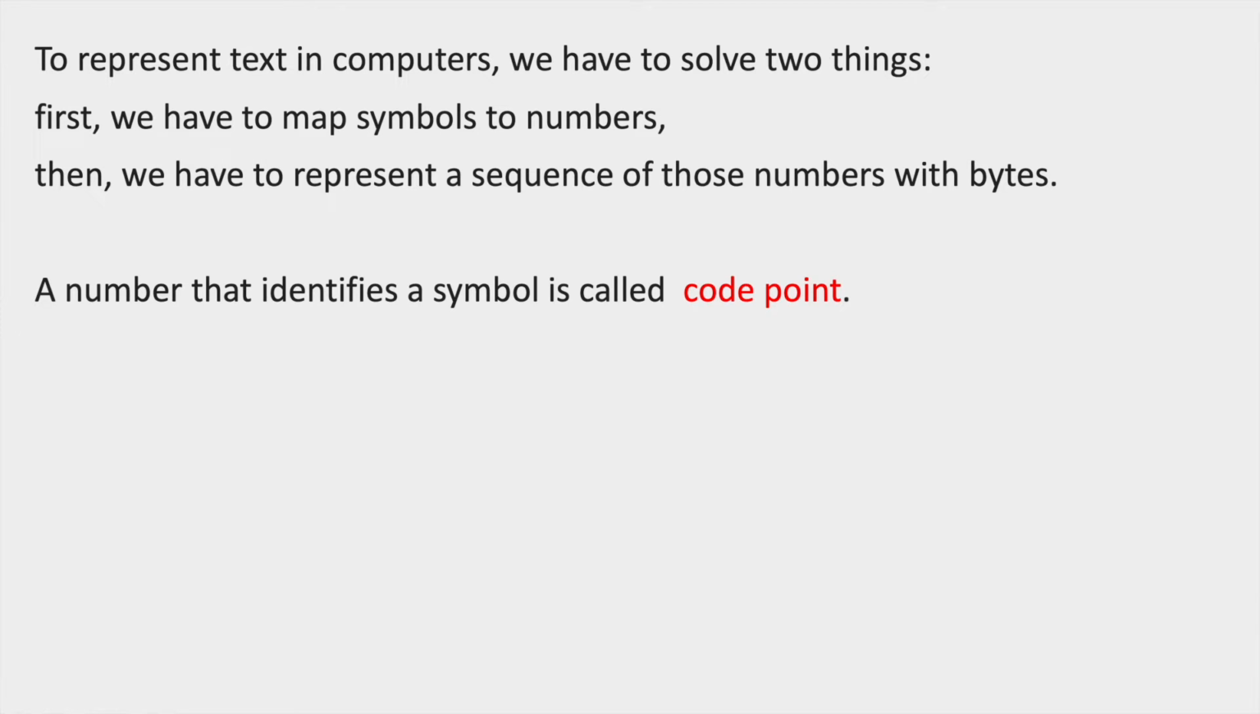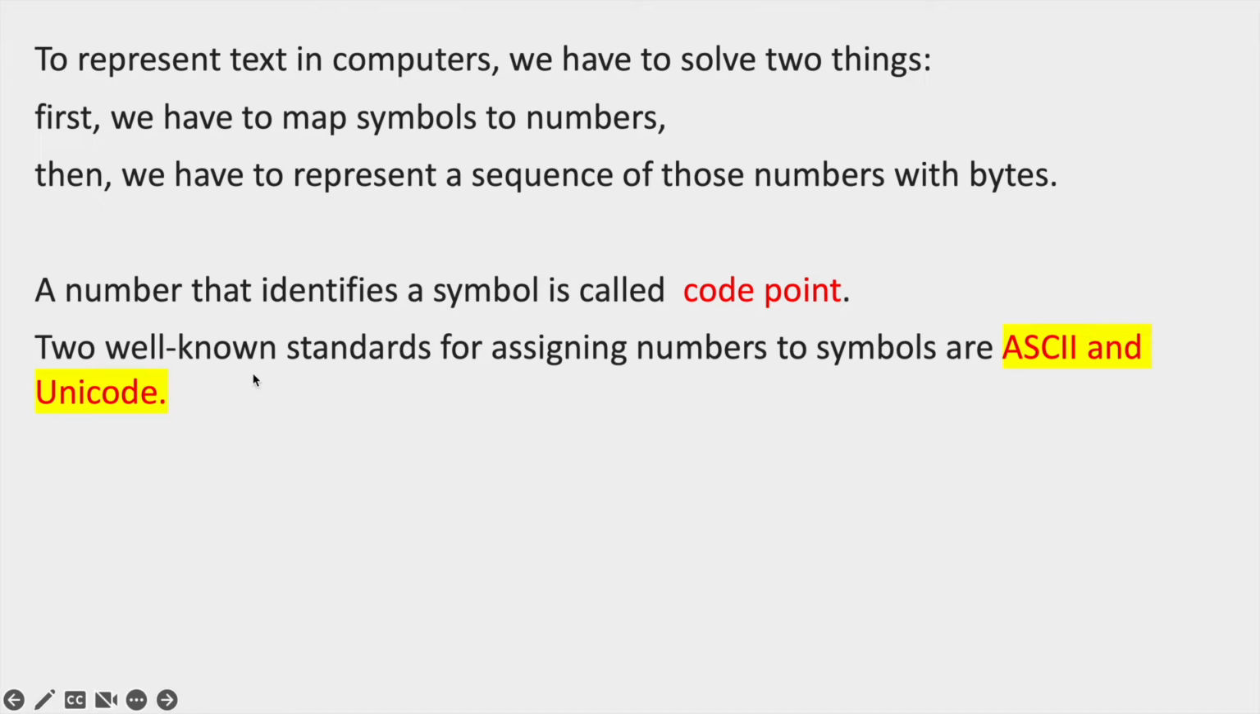So for example, small a will be mapped with the number 97. Small b will be mapped with 98. Small c means 99 and so on. If you say capital A, it means 65, capital B means 66, capital C means 67. So each symbol is associated with a number. That number is called a code point. Two well-known standards for assigning numbers to symbols are ASCII and Unicode.